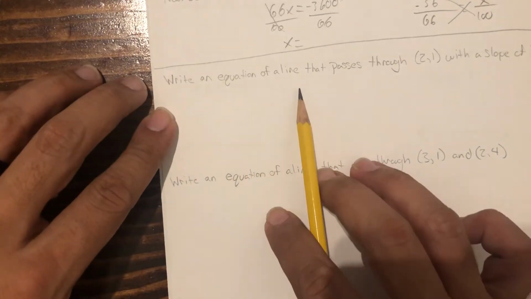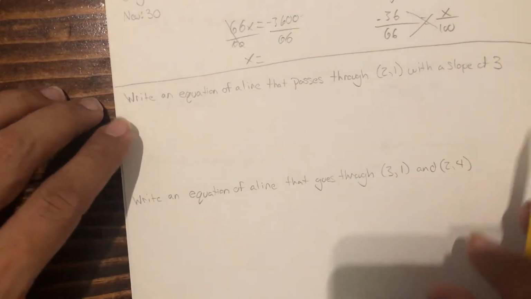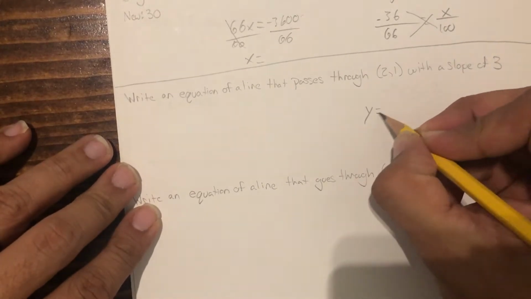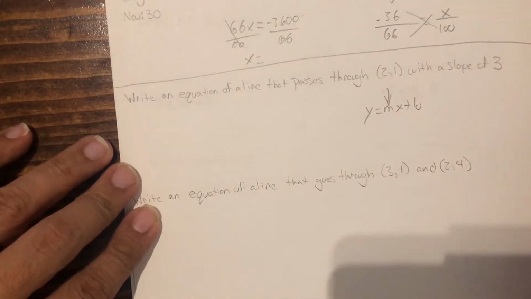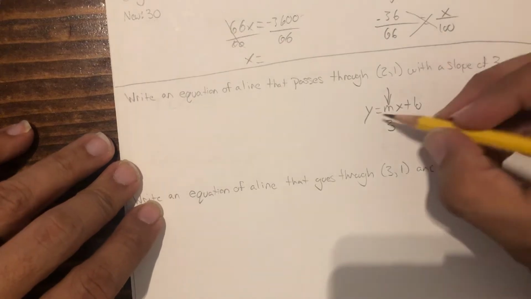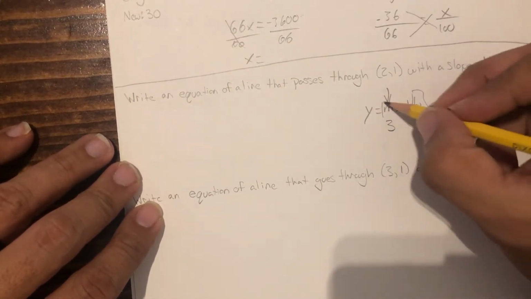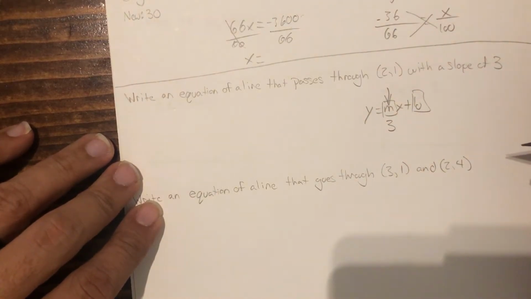Write an equation of a line that passes through (2, 1) with a slope of 3. So you know what the slope is? y equals mx plus b. The slope goes here, so that's 3. For the formula, you need to put two numbers in here, m and b. I know the formula: y equals blank x plus b.